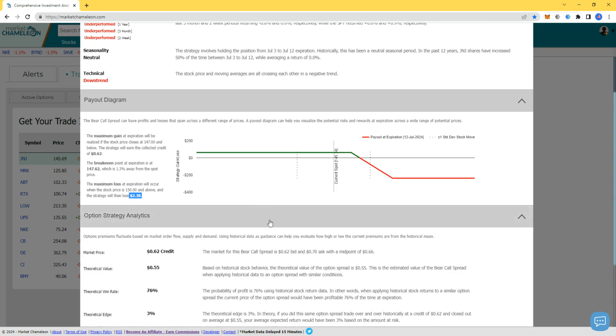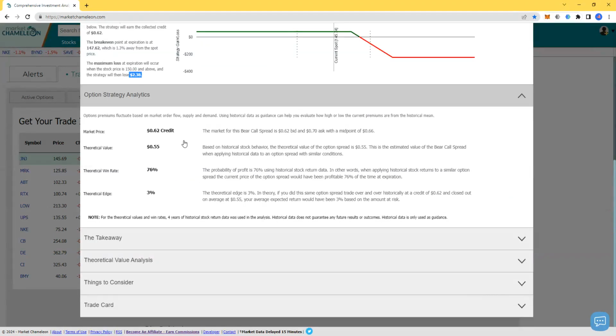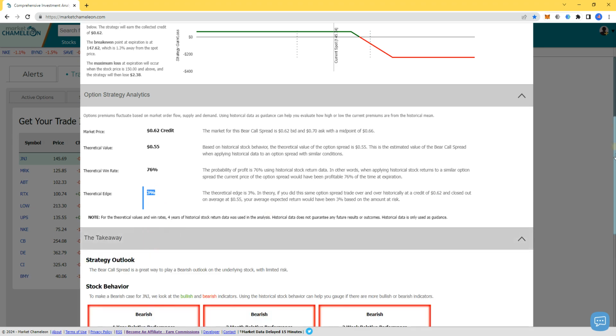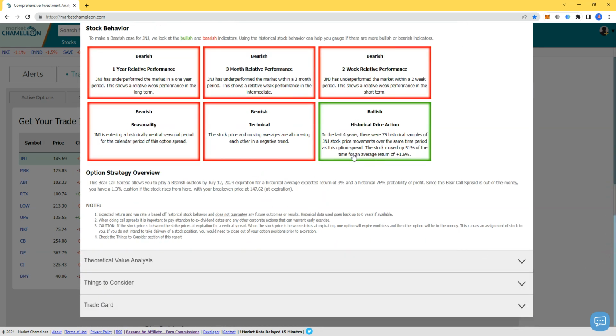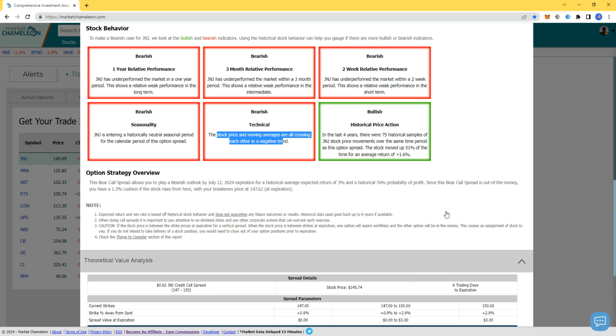And it tells you all the details again right here. You collect 62 compared to 55. Not a big difference, but still it's better than 55. 76% win rate. Not a lot of edge. Takeaway for Johnson & Johnson: historical, bearish technicals. This is why we're doing this. Stock price and moving averages all crossing each other in a negative trend.